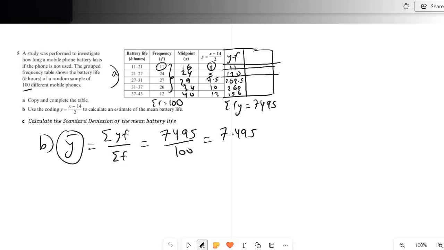Now, if you notice, y is not the actual variable. For example, this is not the actual battery life. It's rather the mean of y. So what we have to do is find the mean of x, which is the actual battery life.